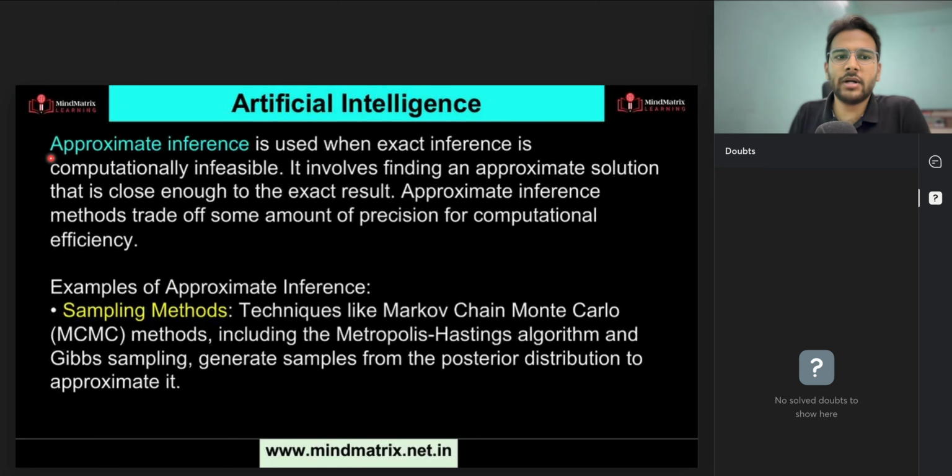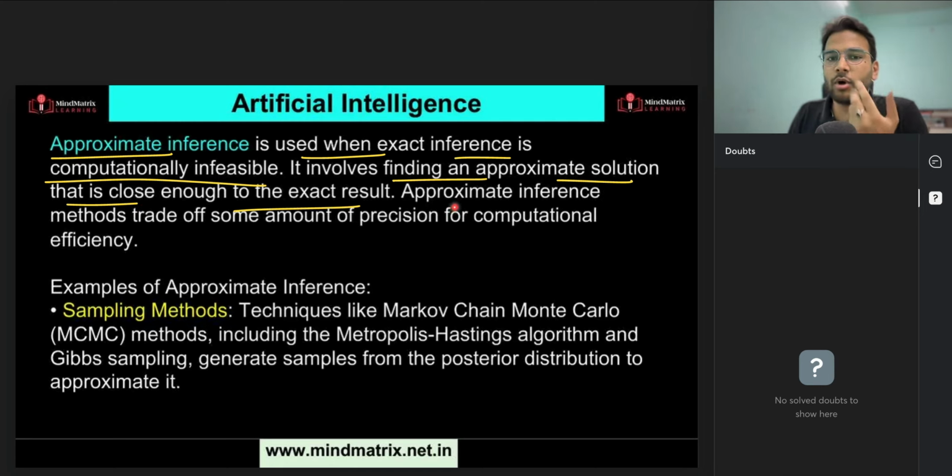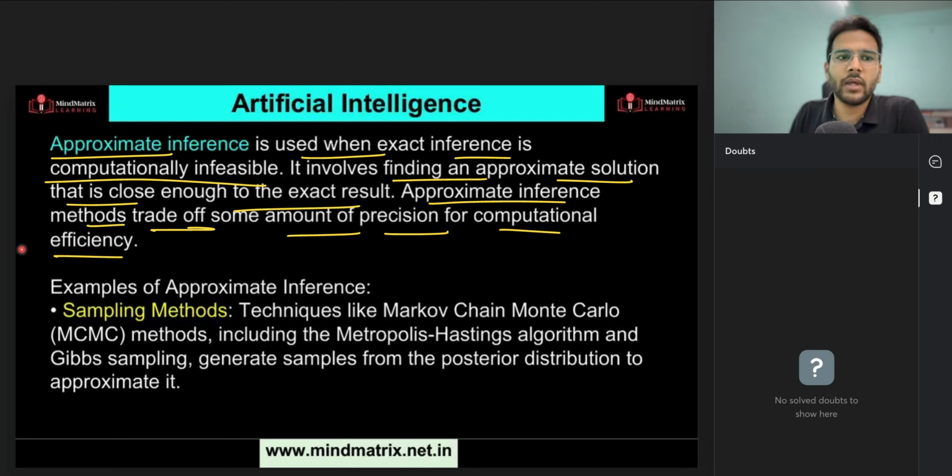And then we have approximate inference. As I told you, it is used when exact inference is computationally infeasible. It involves finding an approximate solution that is close enough to the exact result. Obviously, when you are doing approximate inference, there will be some drop in the efficiency. As mentioned, approximate inference methods trade off some amount of precision for computational efficiency. And as I told you, there are certain examples of approximate inference, that is sampling methods.